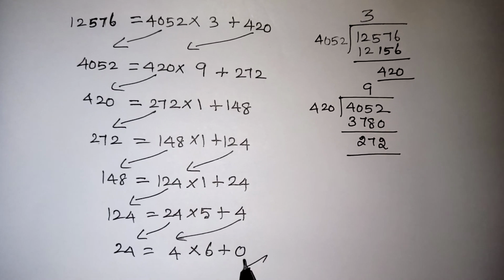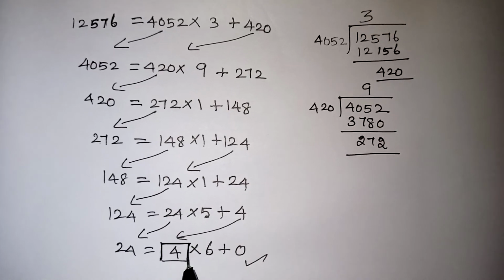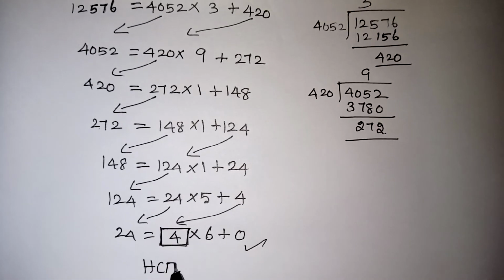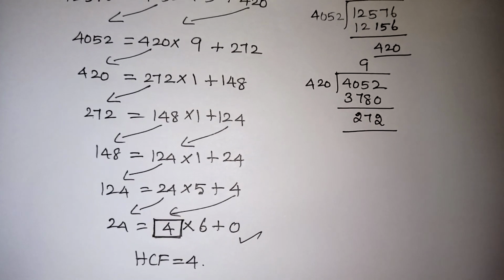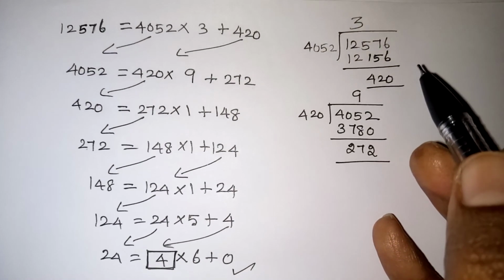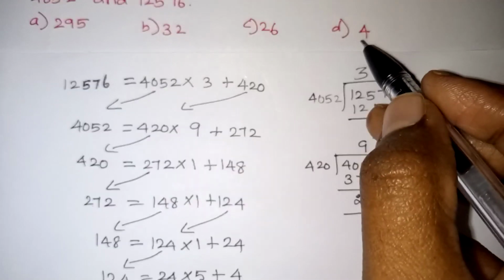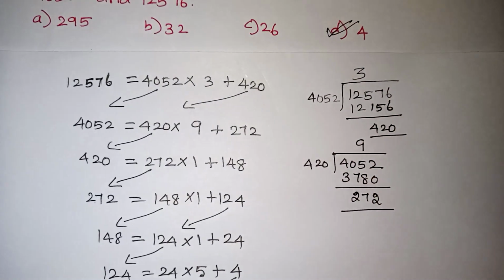When the remainder is 0, the divisor at that time will be the HCF value. So the HCF is equal to 4. Since this is a 2 mark or 3 mark question, each and every step is very important. You have to write it in your exam also. So our final answer is 4 only. Here the D option is given as 4. That is the correct one. We'll move on to the next problem now.